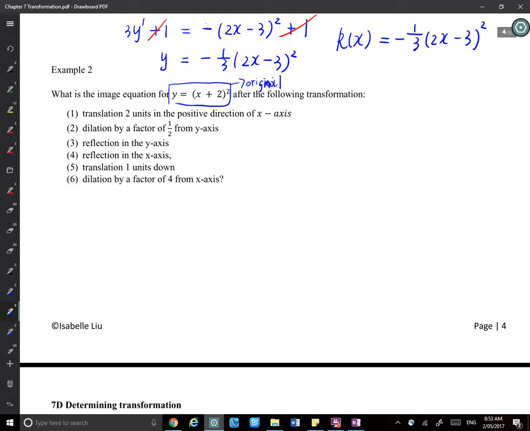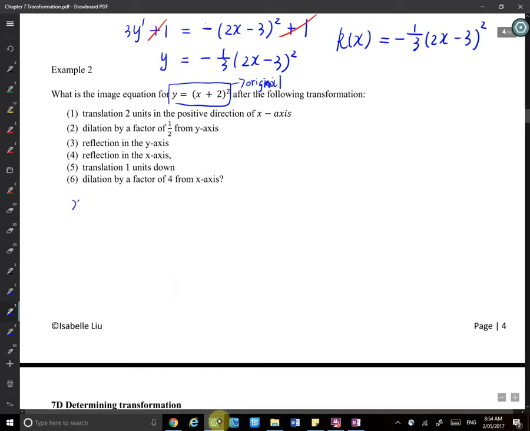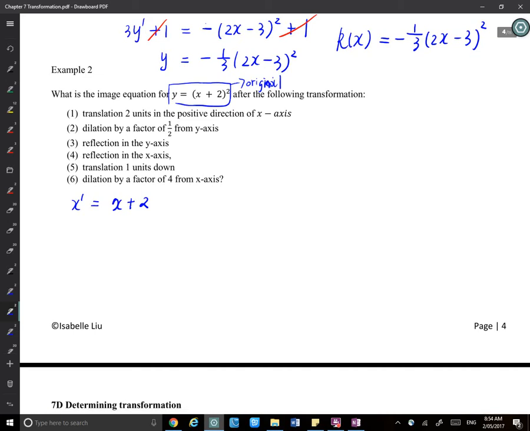Do not do all the translations first and then all the dilations. It will go through the same order here. So, first one, translate 2 units in the positive direction of the x-axis. x dash equals x plus 2.